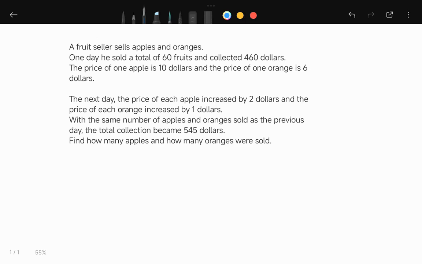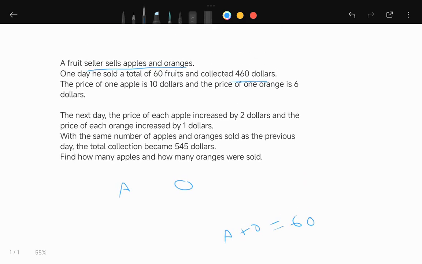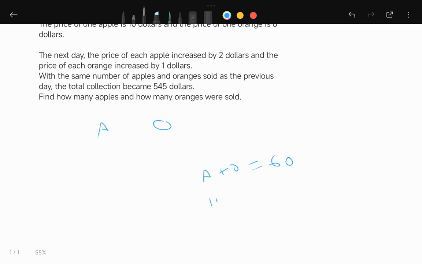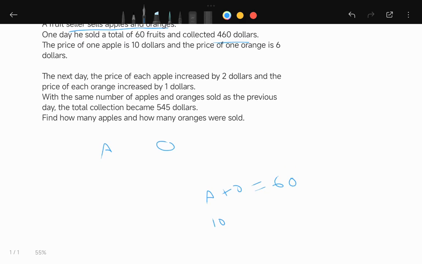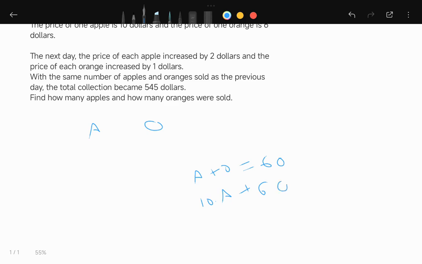Let's see the second problem. A fruit seller sells apples and oranges. One day he sold a total of 60 fruits and collected $460. So apples plus oranges equals 60, and collected $460. The price of one apple is $10 and the price of one orange is $6. Each apple costs $10, so 10 into A, plus each orange costs $6, 6 into O, equals 460.